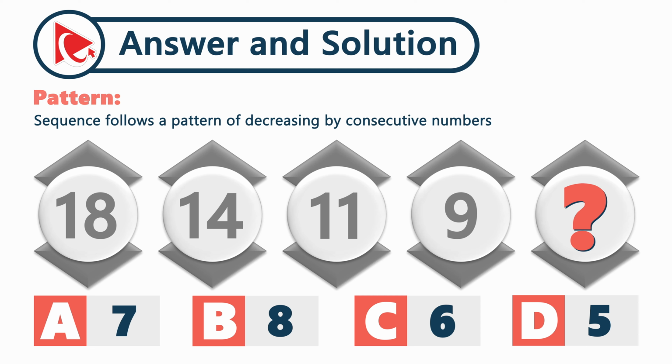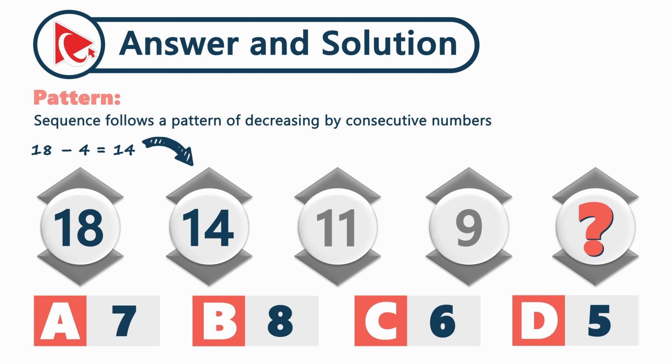The first set of numbers are 18 and 14. 18 minus 4 equals 14. You see that in the first pair, the decrement is 4. But in the next pair, the decrement would be 3. Let's continue with our examples. 14 minus 3 equals 11.